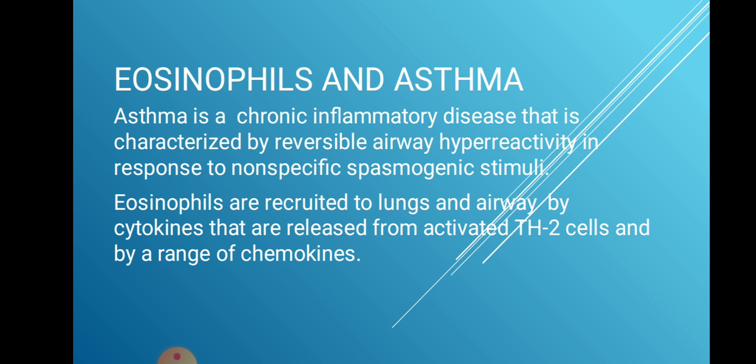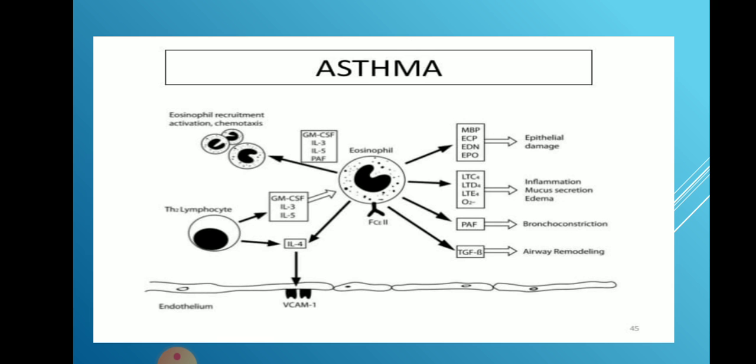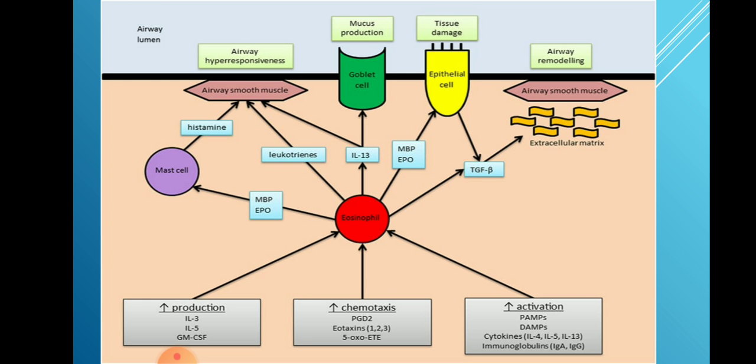Eosinophils and asthma. Asthma is a chronic inflammatory disease that is characterized by reversible airway hyperactivity in response to non-specific spasmogenic stimuli. Eosinophils are recruited to the lungs and airways by cytokines that are released from activated Th2 cells and by a range of chemokines. This is the image showing how eosinophils contribute to an asthmatic attack. Eosinophils produce various leukotrienes, which cause inflammation, mucus secretion, edema, bronchoconstriction, and airway remodeling.